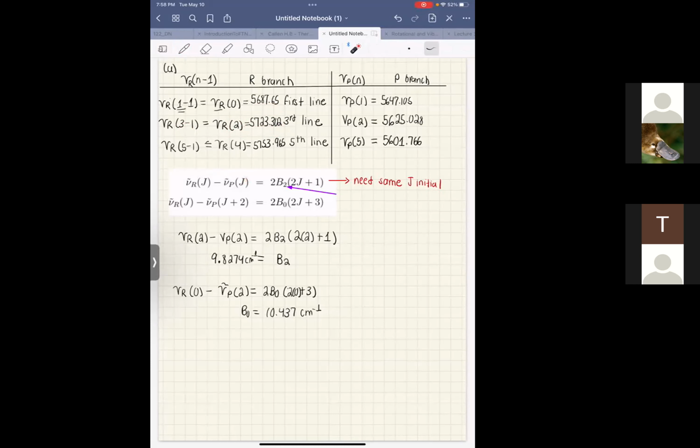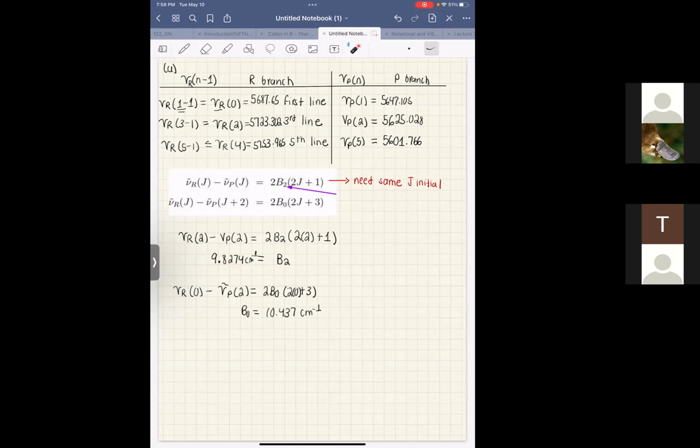So we need J values that are equal to each other, to find what B of 2 is and plug in. So we know that V of R and V of P of 2 both have the same J value. So we subtract these from each other and then we solve for it. Now, the J we use is just J of 2 because that's the initial condition. And from that, we solve B of 2 is equal to this value.